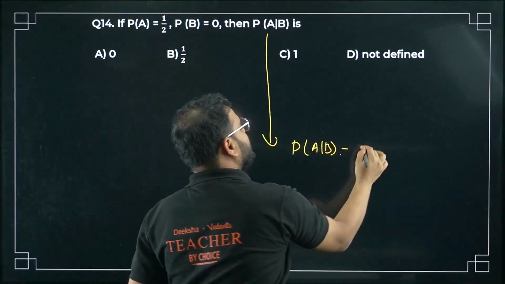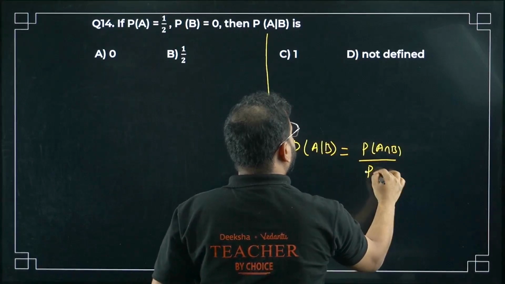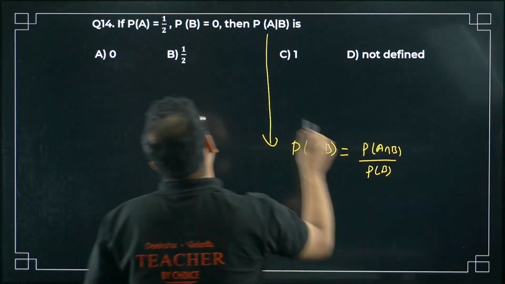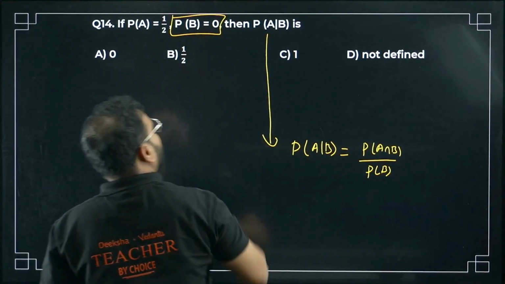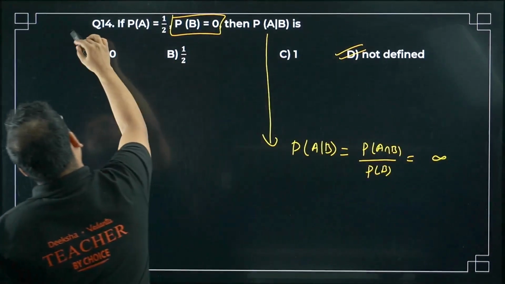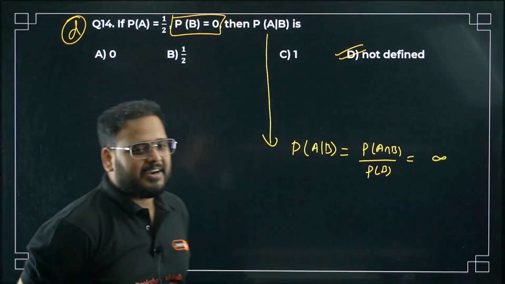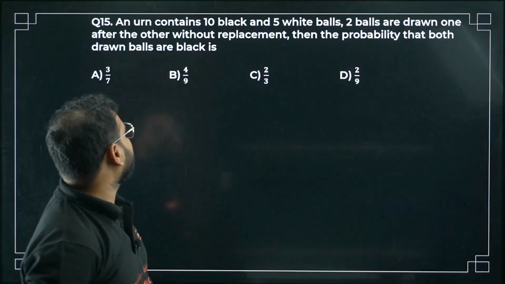P(A|B) equals P(A intersection B) divided by P(B). P(B) is given here as 0. Hence the answer is undefined. Answer is undefined, sir. Okay, 14th done. 15th now.